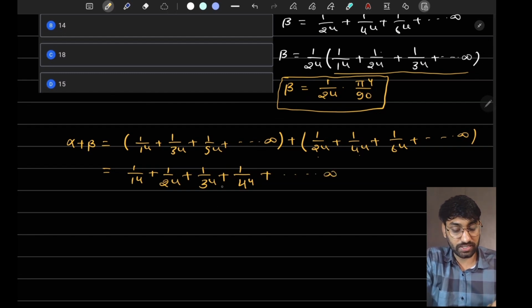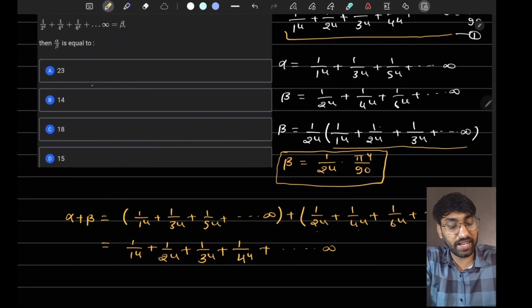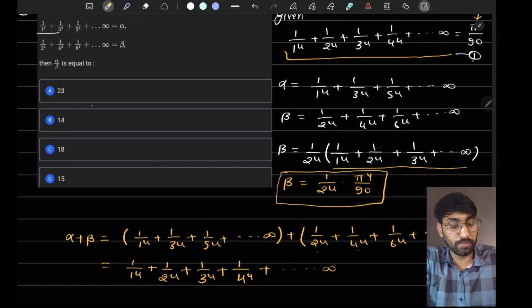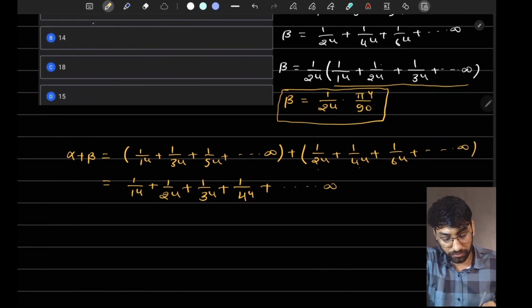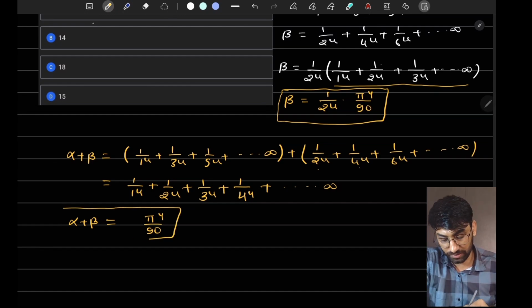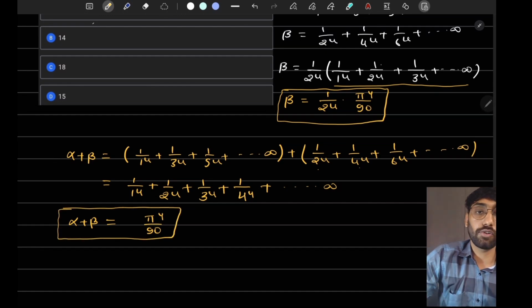Now if you closely observe, this is my very first series that they have given, right? And this sum I know from equation 1, this sum is nothing but pi power 4 by 90. So from here I will get a relation of alpha and beta. So we are saying that the sum of alpha and beta is nothing but pi power 4 by 90.